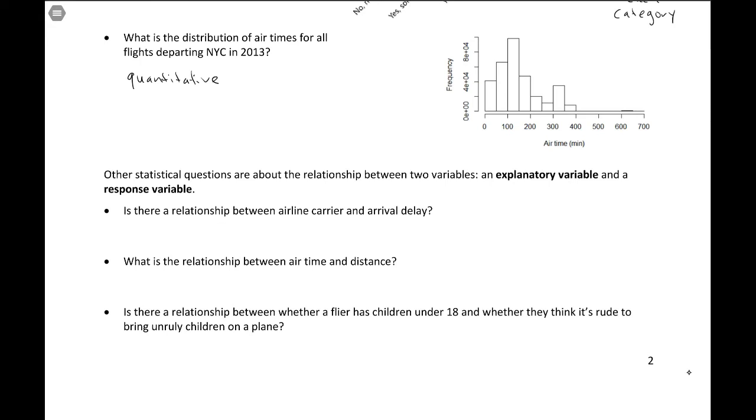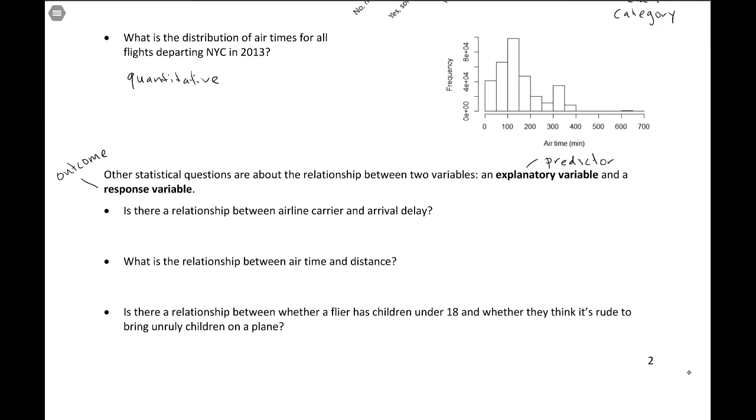Other statistical questions are about the relationship between two variables. We usually call those the explanatory variable and the response variable. If you're thinking about the response variable, I like to think of that as the outcome that I'm interested in. Whatever it is that I'm ultimately interested in, that's my response variable. Whereas the explanatory, you can think of as a predictor. This is something that's helping you predict the outcome, predict the response.